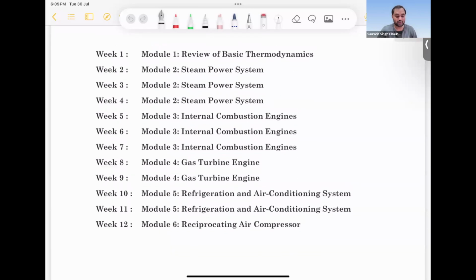So this is a 12-week course, and each week one module is covered. In the first week, module 1, which is the review of basic thermodynamics, is covered. So in today's session, we will try to solve some problems related to the lectures of week 1. They will be related to basic thermodynamics, like just a revision. So let us begin.